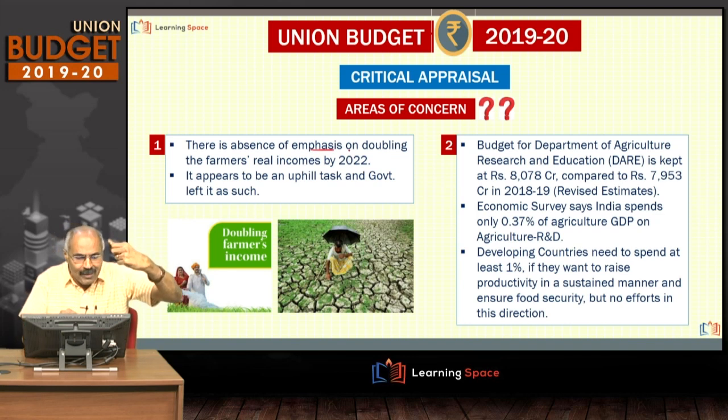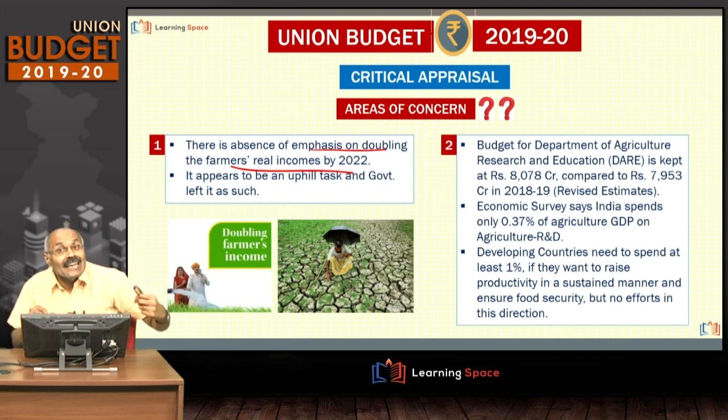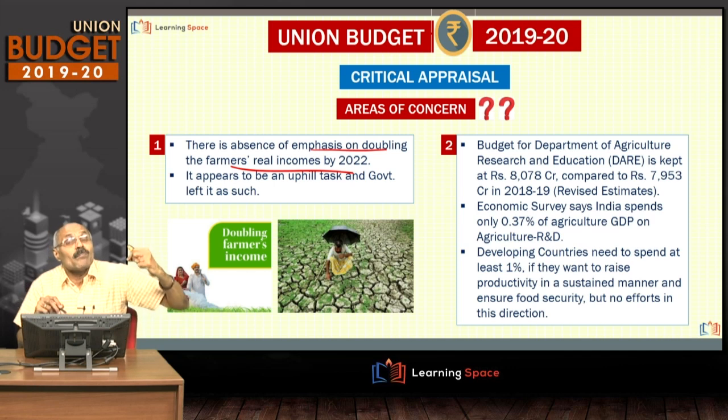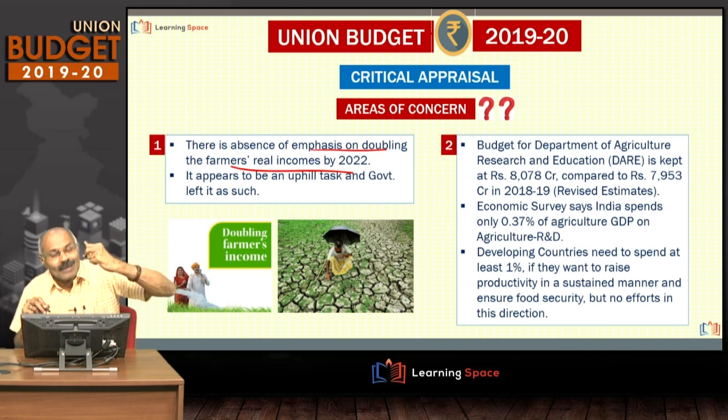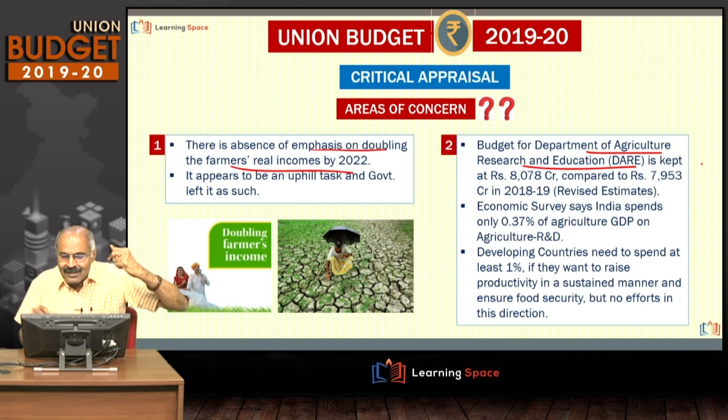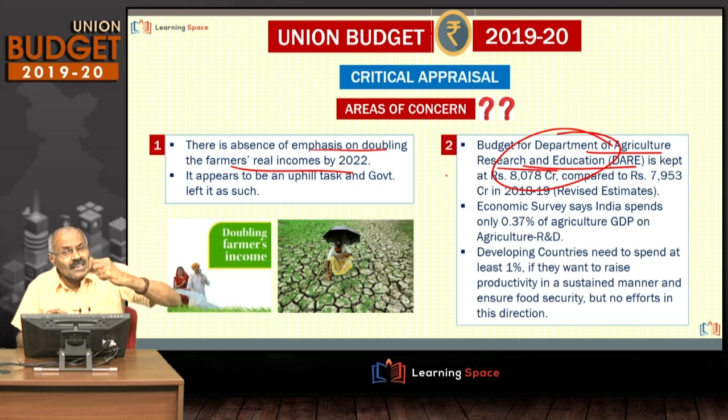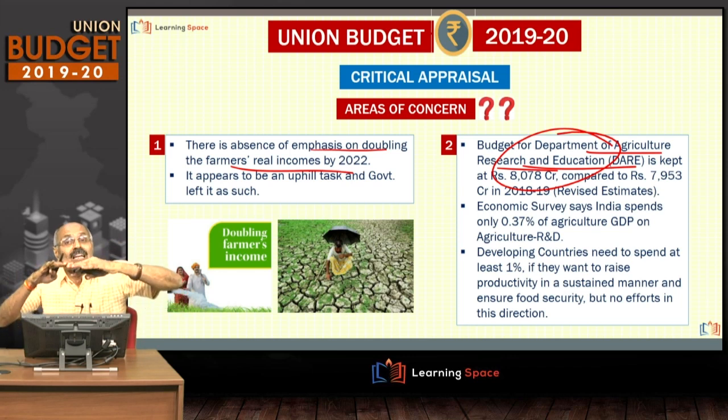There is no mention of emphasis on doubling the farmers' real incomes by 2022. Government knows it is an uphill task and government abandoned it, it appears. Second important aspect, the budget for the Department of Agriculture, Research and Education is just around 8,000 crores. It is almost at the same level in comparison to 2018-19.